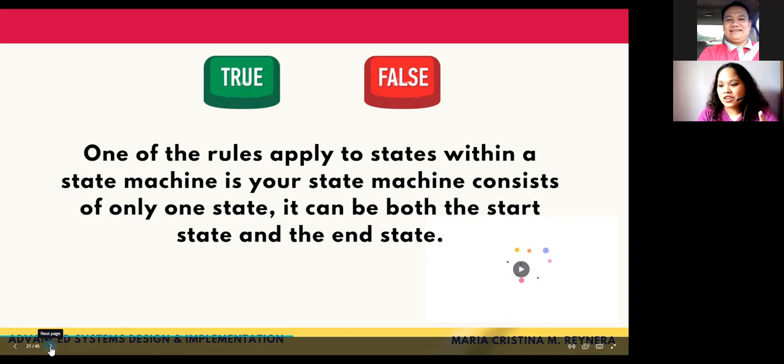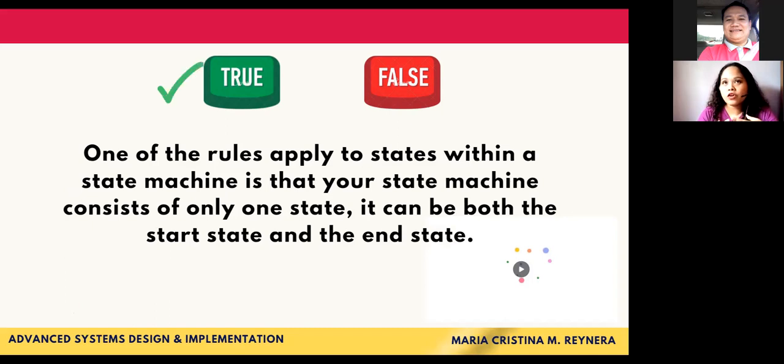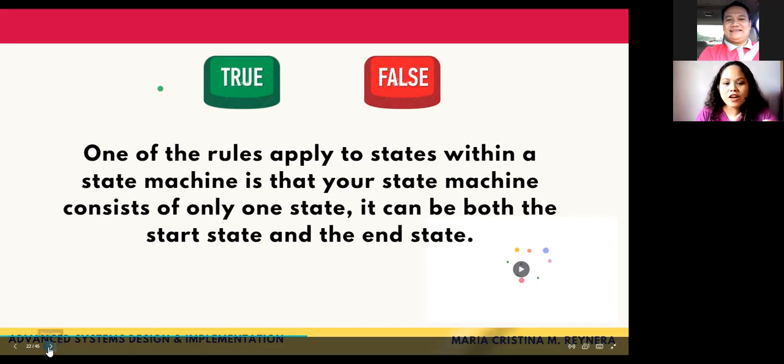If your answer is true, yes, it's correct. So, the last rule, and one of the things that we also need to know, is that if there is only one state, it can be both the start and the end of the state. Okay, so moving on to the next part.